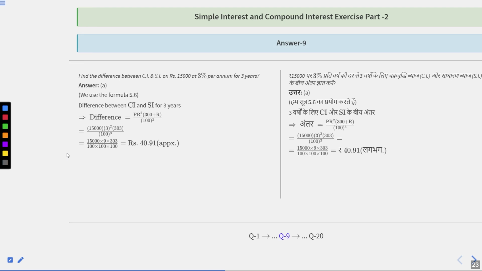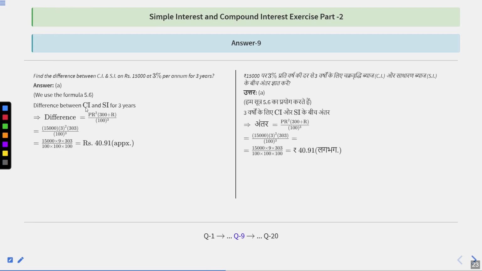Now time's up. Let's see the solution. We know the formula for the difference over 3 years between compound interest and simple interest is PR square in the bracket 3 plus R upon 100 cube. So we put the values in this formula. P is given as 15,000, R is 3%, and time is 3 years. So we put these values in the formula: 15,000 into 3 square into 303 upon 100 cube. When we calculate it, 15,000 multiplying by 9 multiplying by 303 upon 100 cube. So 100 multiplying by 100 multiplying by 100, which equals 40.91 rupees approximately. Clear? Next one.